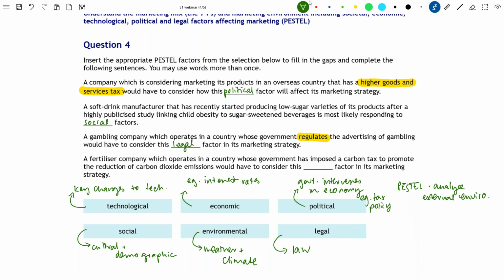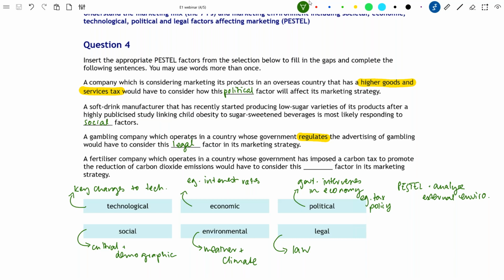All right, and our final one is a fertilizer company which operates in a country whose government has imposed a carbon tax to promote the reduction of carbon dioxide emissions would have to consider this what type of factor in its marketing strategy.